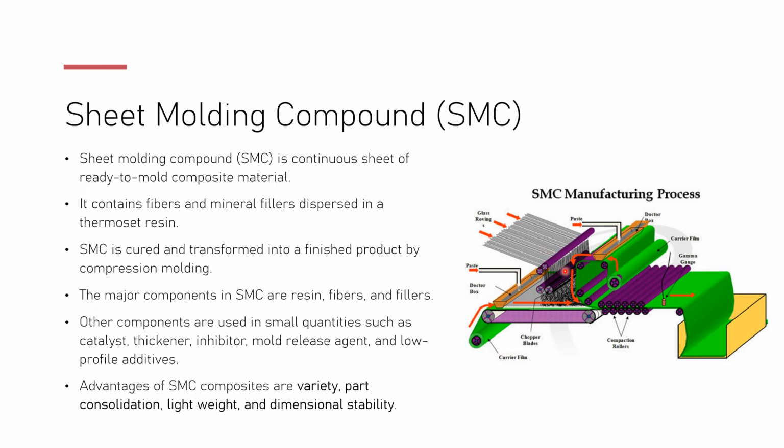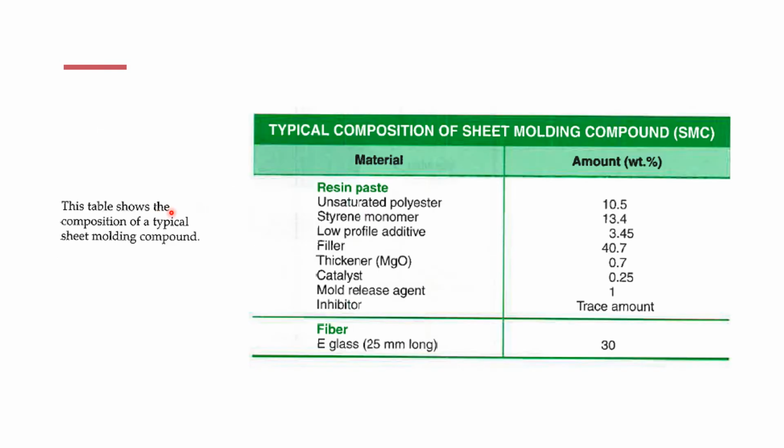That's a little bit difficult to see right here, but I don't want you to get the whole thing, just trying to understand that it's a sheet feeder. And here's a table showing you the composition of a typical sheet molding compound. Here you have your material, the resin paste, and this is the fiber. Fiber is mostly glass anyway.